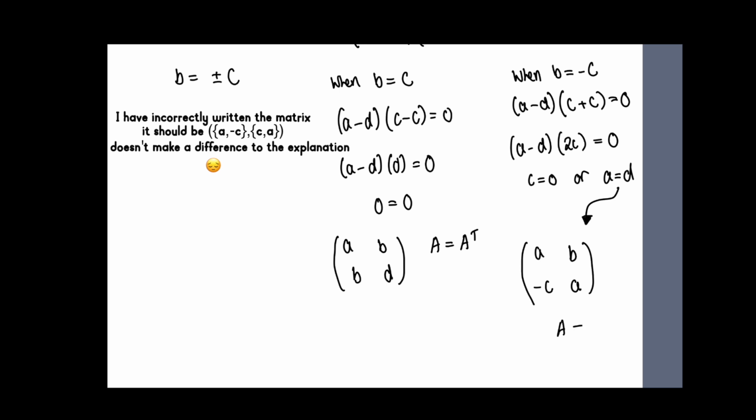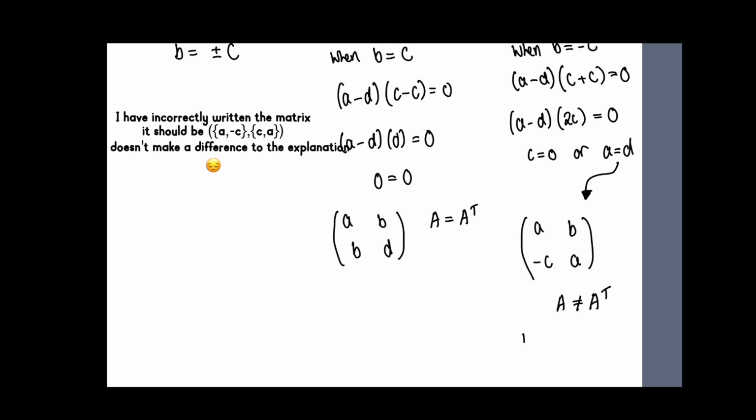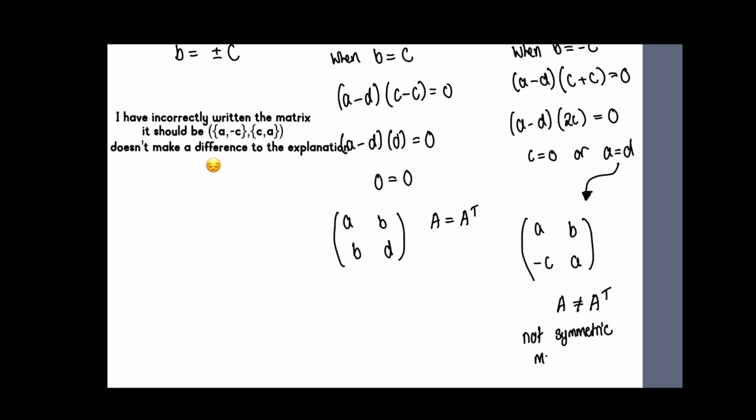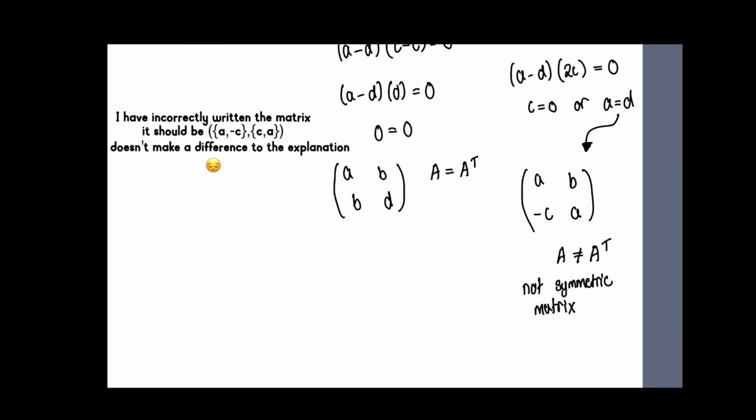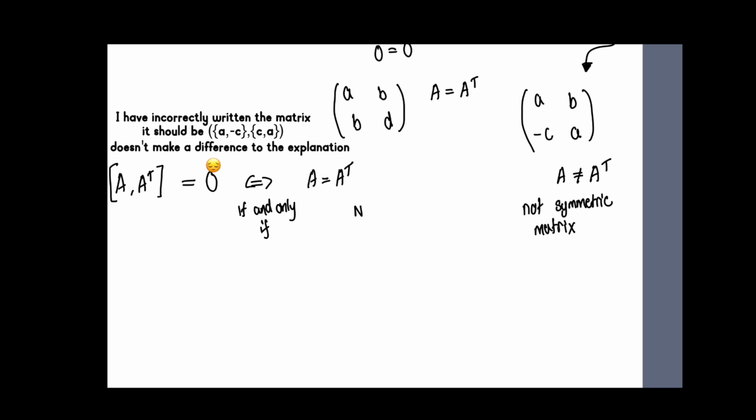Here, A is not going to be equal to the transpose of A. That means it's not a symmetric matrix. So when the question says, show that AA^T is equal to 0 if and only if A is equal to the transpose of A, this is not true.